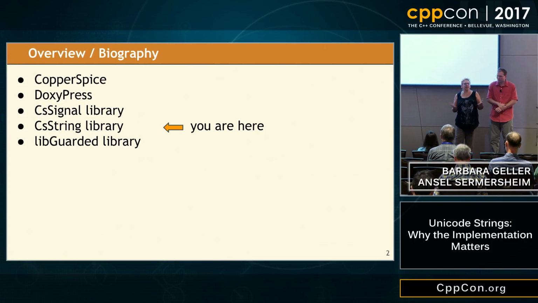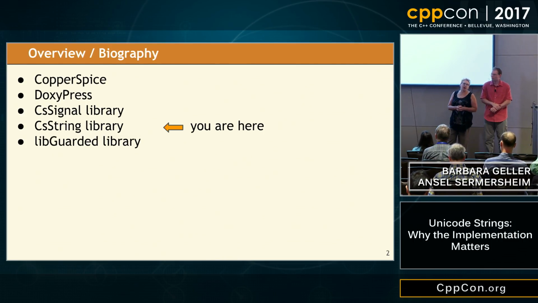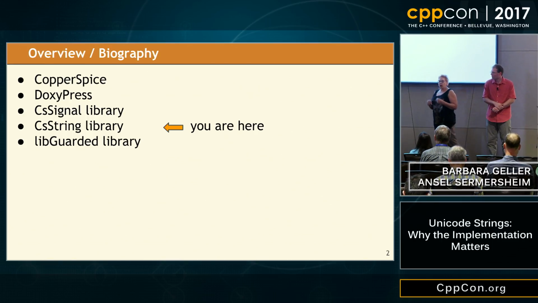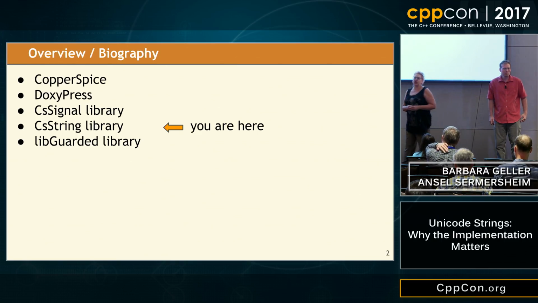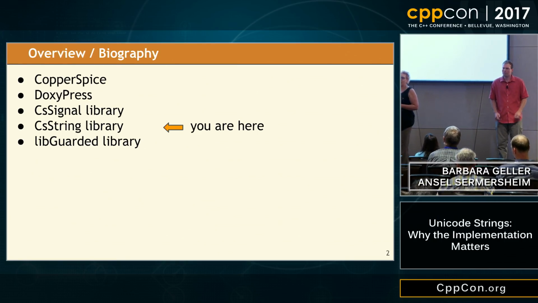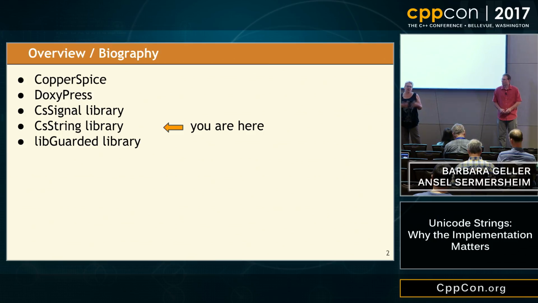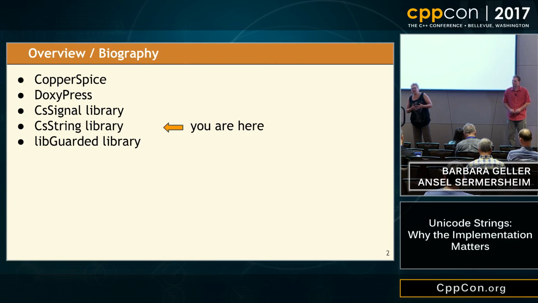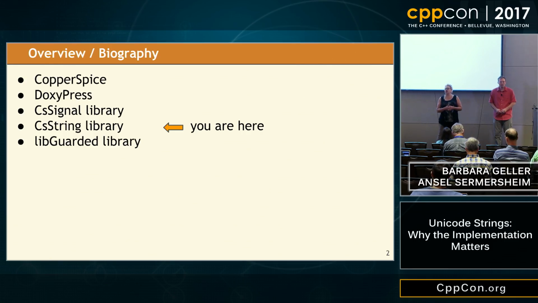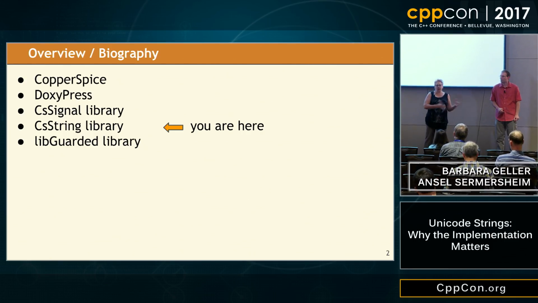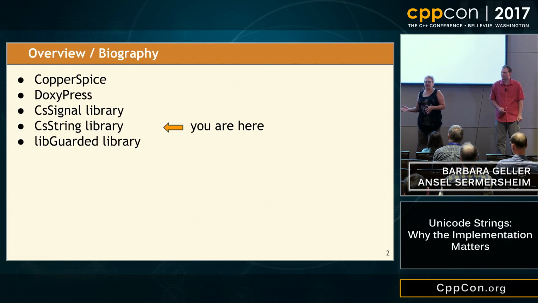The point today is to introduce the CsString library. If you are writing a program and you use strings, if you have input that takes strings, if you have output that takes strings, and especially if you're not dealing just in the United States with ASCII and Latin 1, you need to understand strings and why std::string doesn't really handle strings.